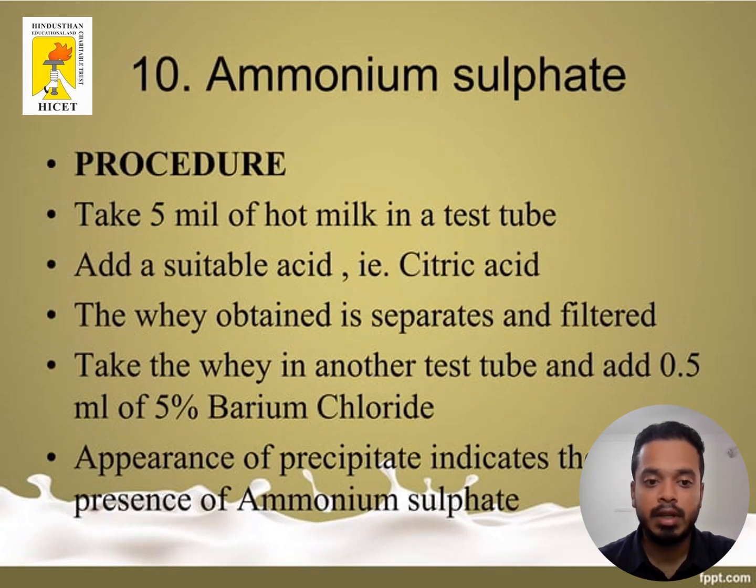Then ammonium sulfate. Now, in this procedure, take 5 ml of boiled hot milk in a test tube, add a suitable acid, that is citric acid. The whey obtained is separated and filtered. Take the whey in another test tube and add 0.5 ml of 5% barium chloride. Appearance of precipitation indicates the presence of ammonium sulfate.